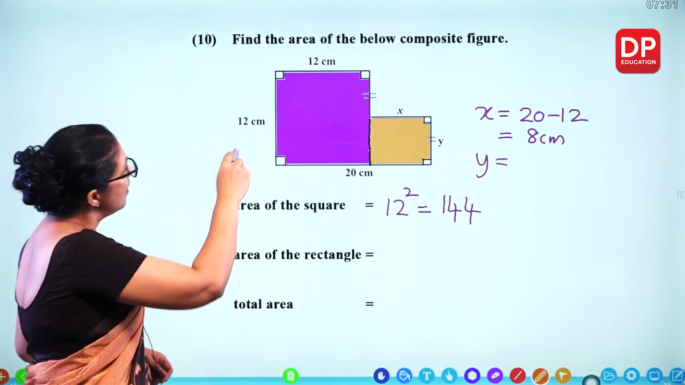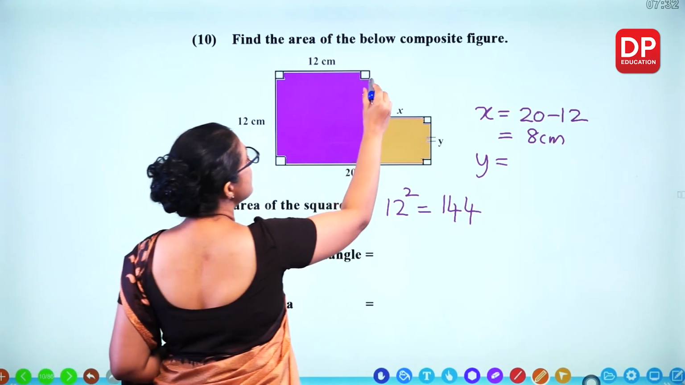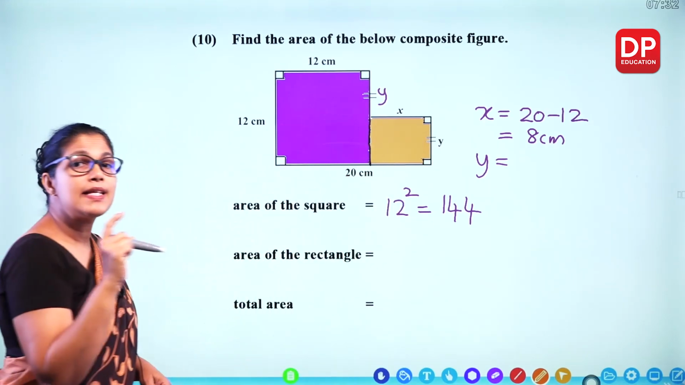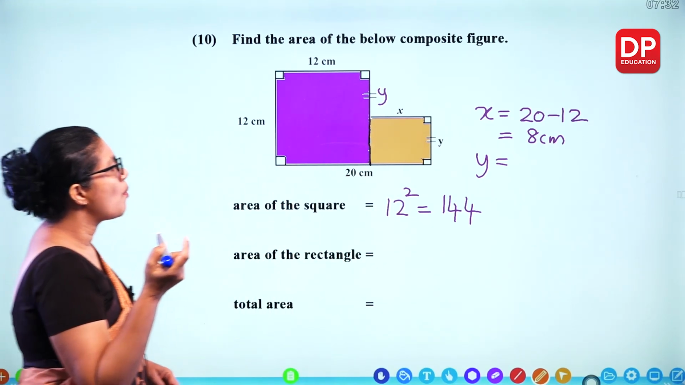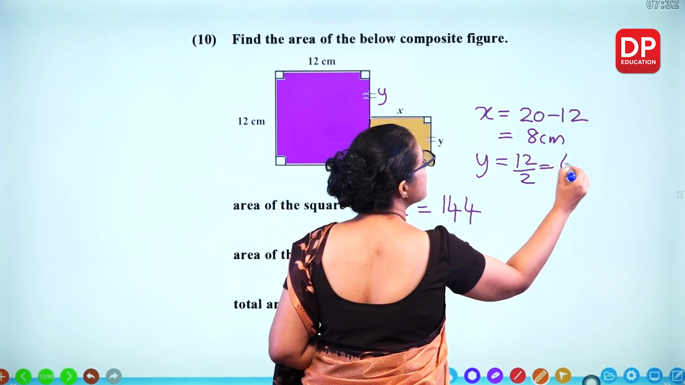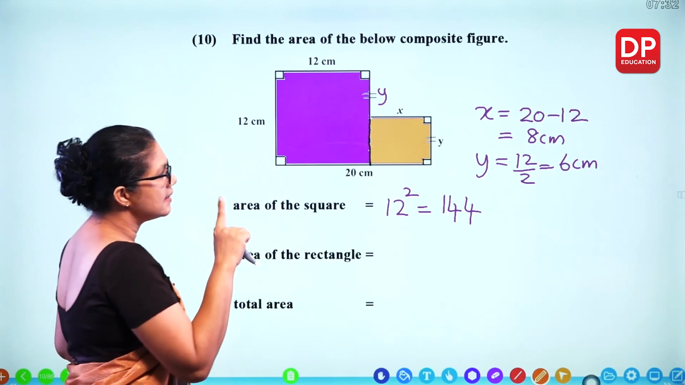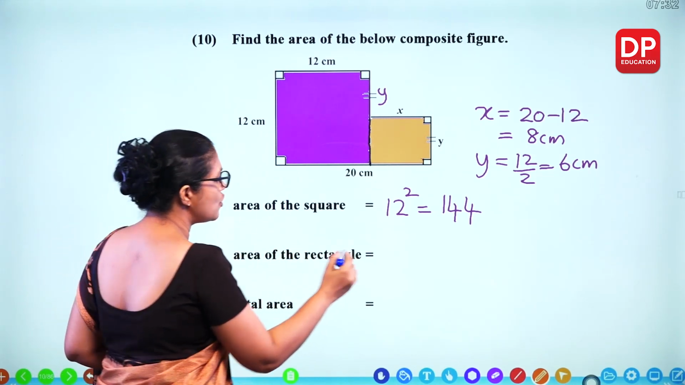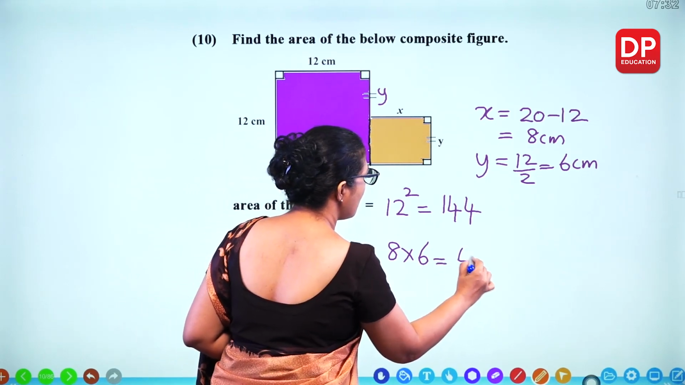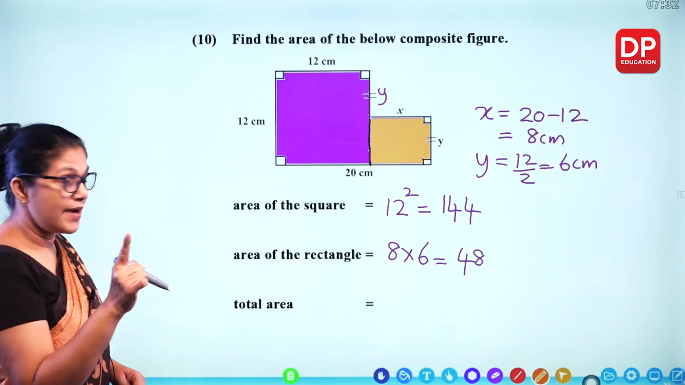This full length is 12 and this is also y. Can you see? These two sides are equal. That means equally divided. So y equals 12 divided by 2. That's 6 centimeters. So what's the area of the rectangle? Length into breadth. 8 into 6. 48 is the answer. So what's the total area?